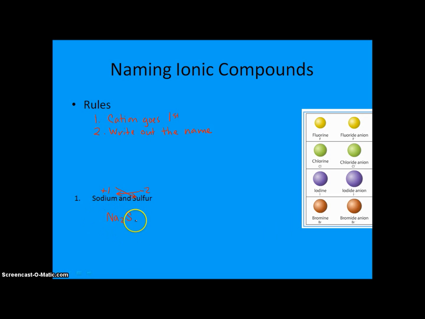From now on you're either going to have the name, which I'm teaching you how to do, and you have to write the formula, or you're going to have the formula and you have to write the name. One of the two. So if we're going to follow our first rule, cation goes first, so we just write out the name sodium. And then the anion has a little bit of a difference. Anion goes second, obviously. But we're going to change the ending of sulfur to ide.